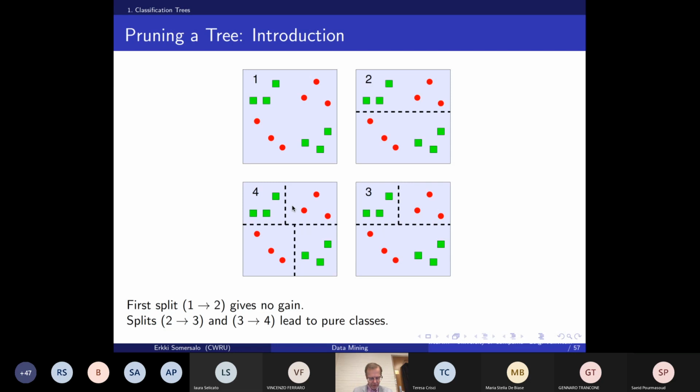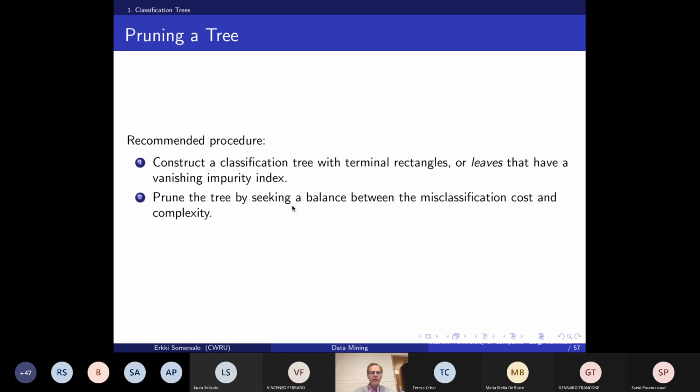Okay, so we need to do something else, and the something else is pruning a tree. So the recommended procedure is that, first of all, you construct this maximal tree. So this is step 1. You construct the classification tree with terminal rectangles or leaves that have vanishing impurity index. So you go all the way to the maximal tree, and then you start pruning.